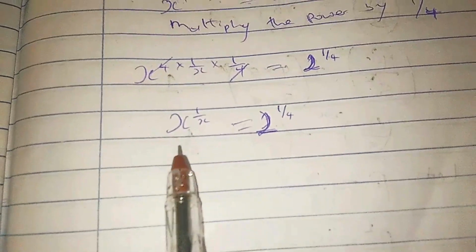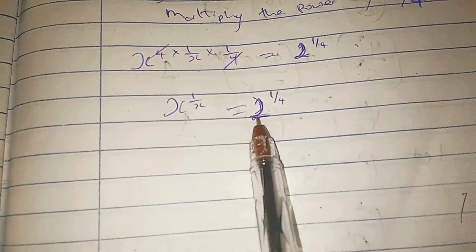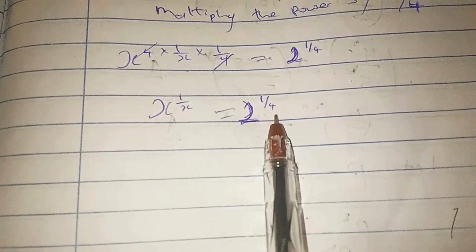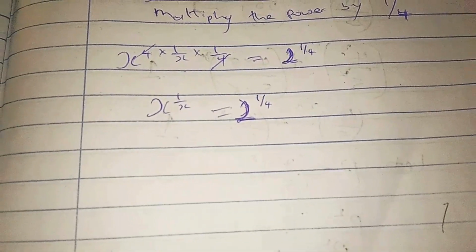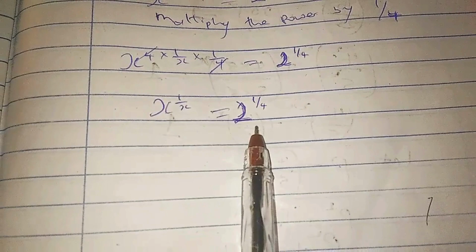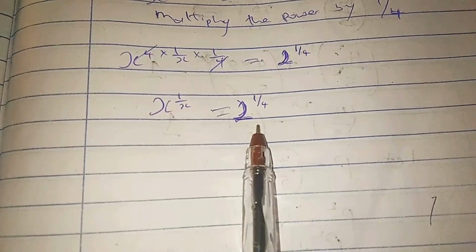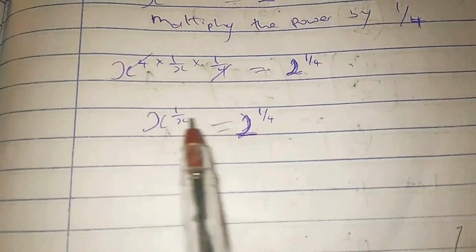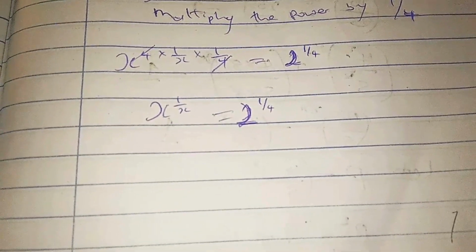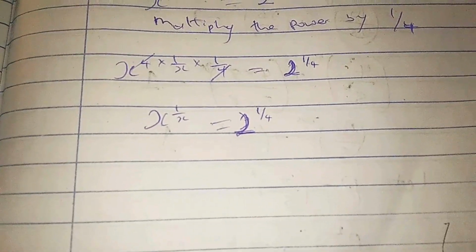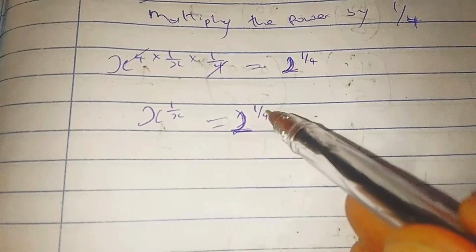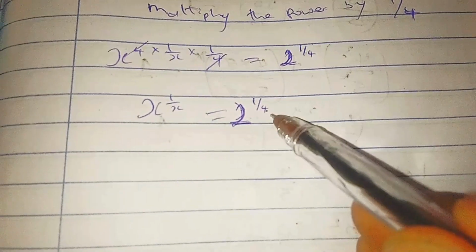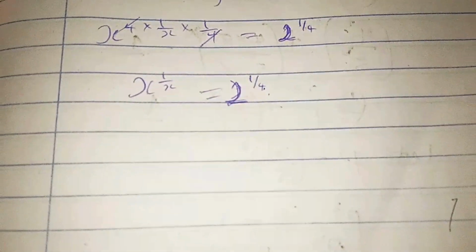Now if you look at this, we see that both of these are similar. We have x raised to power inverse of x is equal to 2 raised to power inverse of 4. Now what we have to do is find a way of making this thing equal. So how do we do this? What are we going to multiply this with that will make both the base and the power the same?